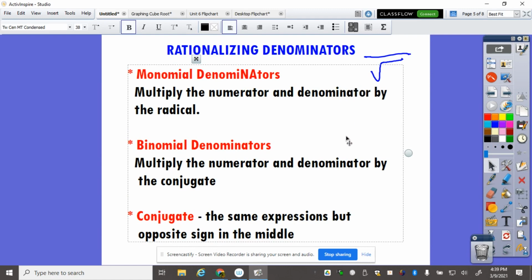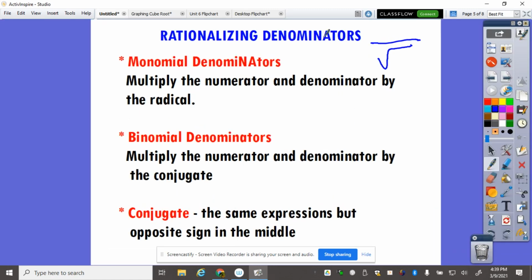Multiply the denominator by the radical. The meaning of that is that if we have 8 over square root of 2, that's a monomial here. So I'm going to multiply the numerator and the denominator by that radical. Okay? And that's how you rationalize it.